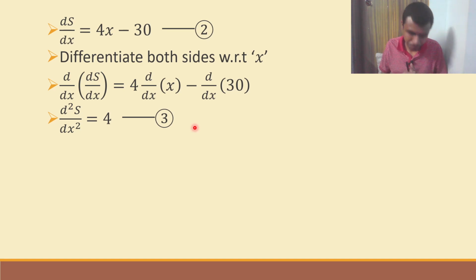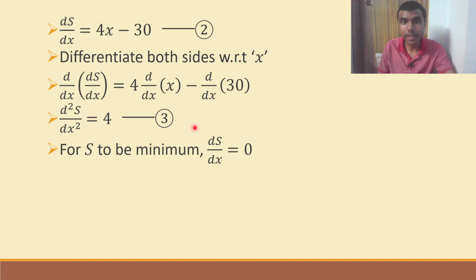Fine. Now they are asking us to minimize s. Okay, so that sum of squares is minimum. That means our s should be minimum. Okay. For s to be minimum, ds by dx should be equal to 0. The point at which s will be minimum, to find it out, we have to do ds by dx equal to 0. What is our ds by dx? 4x minus 30.